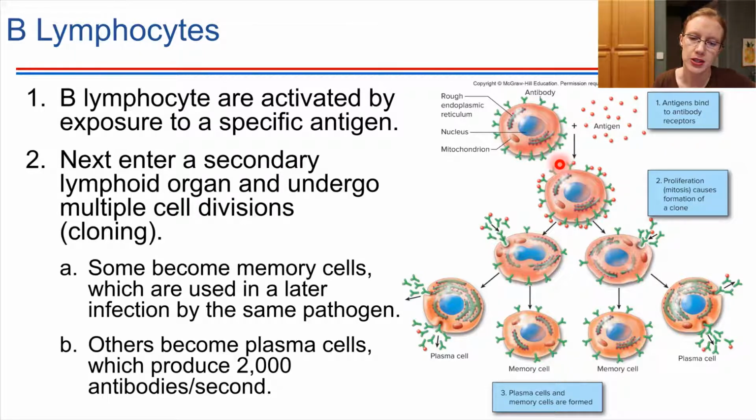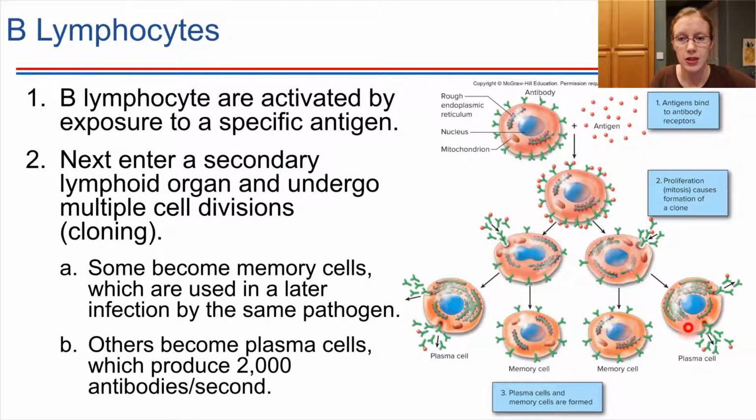Some of them become memory cells, others become plasma cells, and plasma cells are the real workhorses when it comes to adaptive immunity, in the sense that they produce a lot of antibodies. They can produce 2,000 per second. That's a huge number of antibodies. If you look at these two different cell types, look at the plasma cell inside. Do you see all the rough endoplasmic reticulum? That organelle has really been enlarged in the plasma cells, and that's to allow this cell to make huge amounts of protein. Antibodies are just proteins, a collection of proteins that assemble together.